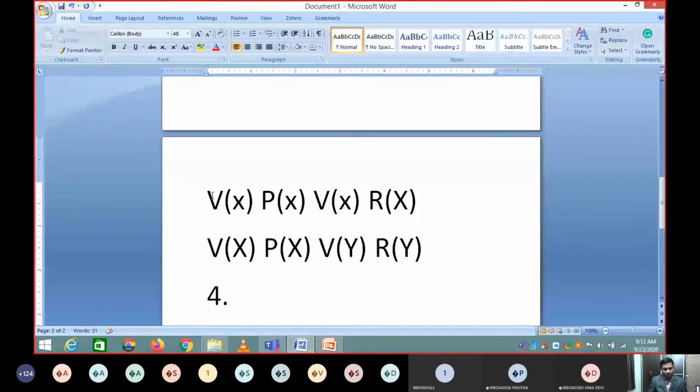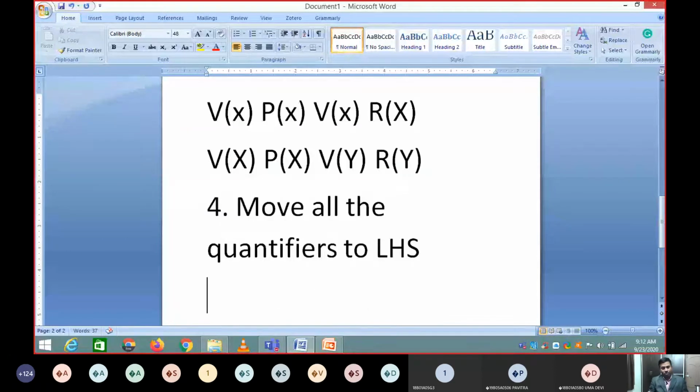Whatever symbol I have written here is for all. So move all the quantifiers to the LHS. This looks like a story, but many times you can see in your old question papers that they are asking this question: move all quantifiers to the LHS part.